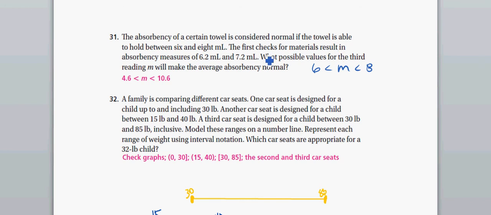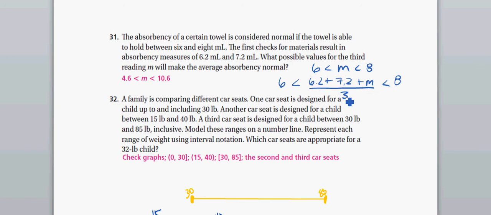Alright, the first checks for the materials result in absorbency measures 6.2 and 7.2. So in essence, we've done two different tests, and we're now going to do a third test. We want to find the average. Okay, so our absorbencies of 6 and 8 milliliters is still going to hold true, but we're going to do the first test, which was 6.2, plus the second test, 7.2, plus the third test, m, that's going to be less than 8. We want to find the average, so we're going to divide all of that by 3. This is the inequality that we use to solve to find the last test, what test absorbency we could have.